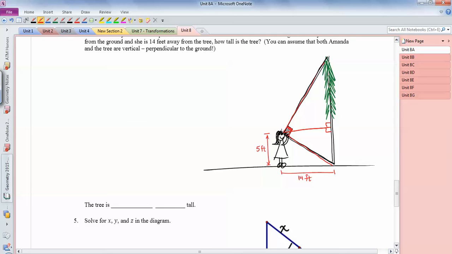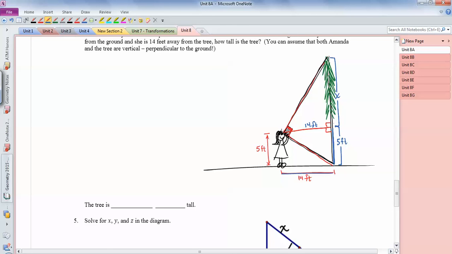Right? Now, we can label some sides here. We actually know that this is going to have to be 14 feet because this was 14 feet. And we know that this part of the tree right here is going to be 5 feet because that's her eye level right there. If we knew this part of the tree, then I could just add it to 5 and know how tall the whole tree is.